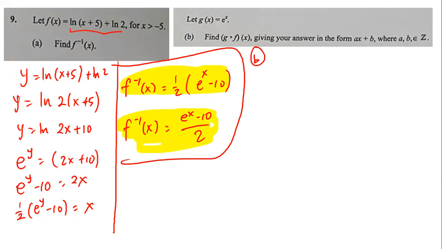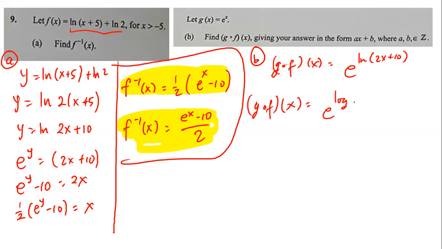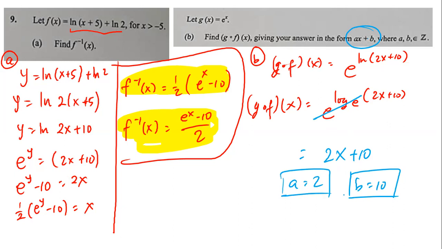Okay, move to part B, and this is part A. g is a to the power of x. Find g of f, g composed with f. G of f means a to the power of f itself, which is ln 2x plus 10, right? So g of f of x here is a to the power of log A of 2x plus 10. Using the properties of logarithm once again, you can cancel out all of this. So it means that only 2x plus 10 remains, where this is the form where a is 2 and b itself is 10. So I found the answer.